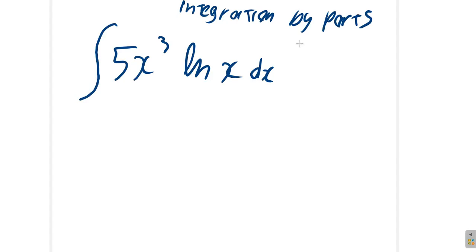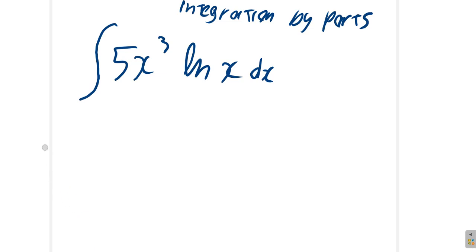Let's use integration by parts to work out this integral. First of all, remember that the integration by parts formula actually comes from the product rule of differentiation. Let's just take a look back at it before we go ahead with the calculation.